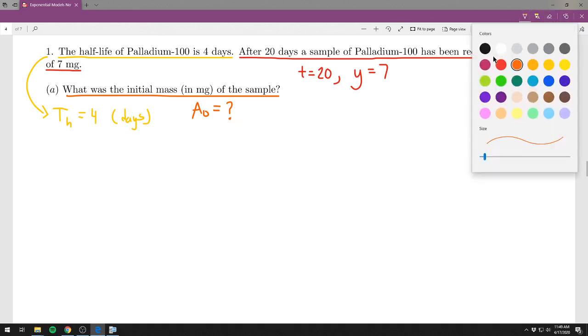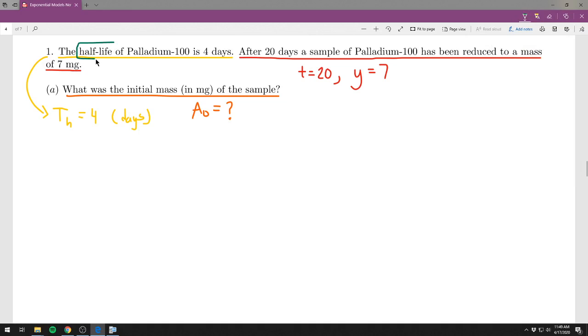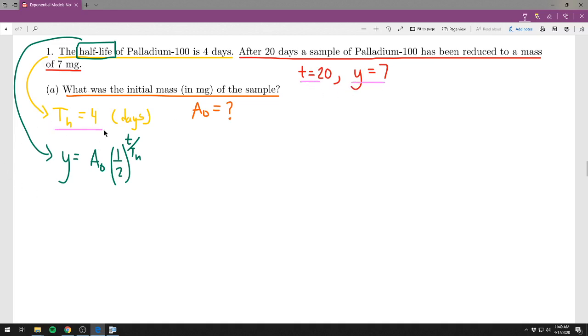Right. Now, the second I see the word half-life, I'm already thinking about that half-life formula. So I'm going to go ahead and write it down. We got y equals A0 times 1/2 to the t over th, the half-life formula. Now what we're solving for is A0. If you keep track of what we are told, we are actually told a t, a y, and the half-life to plug in. And we want to go ahead and do exactly that. We want to plug all of that in.